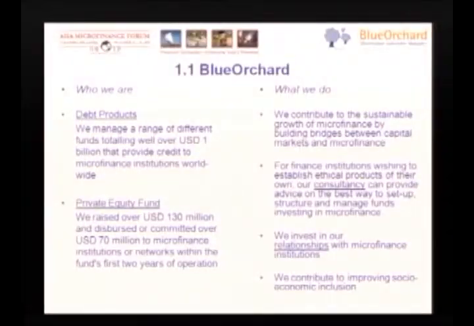I guess most of you know, but for the people here that are not aware of who Blue Orchard is, we are an asset manager specialized in microfinance. We were established in 2001. We offer debt products, equity products, and advisory services. Our mission is to bridge the gap between capital markets on one side and microfinance institutions on the other side.